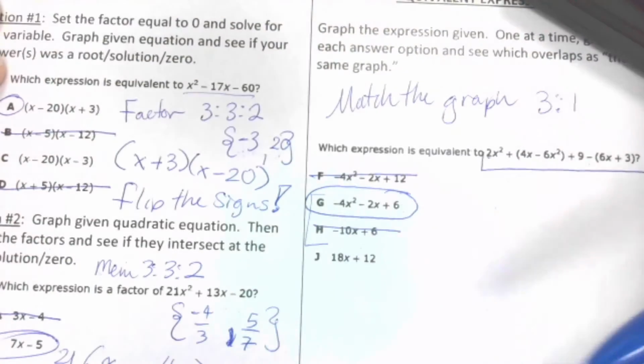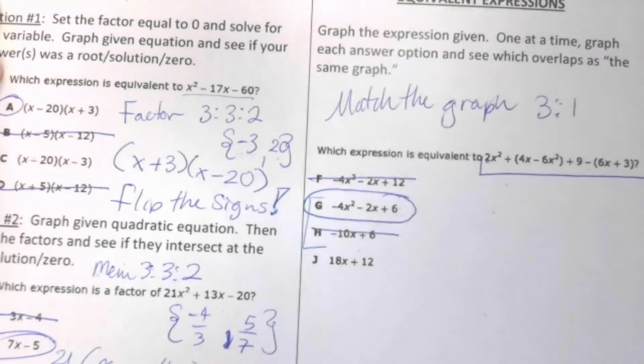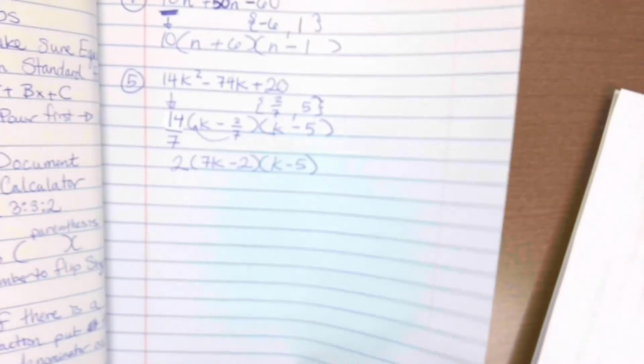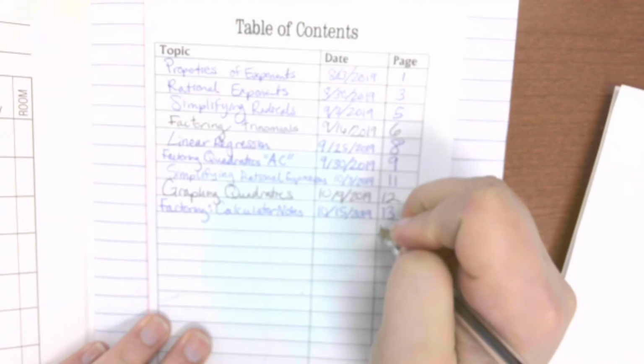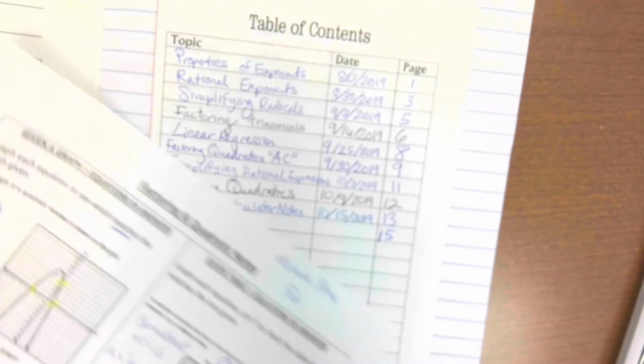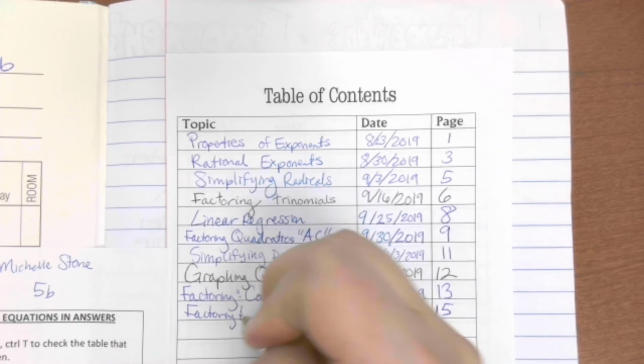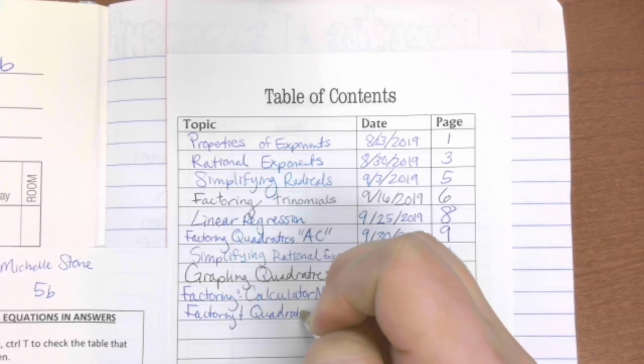And that's it. What you're going to do now is glue this into your journal. You're just going to fold it. I'm going to zoom out. You're just going to fold it in half. I'm on page 15. I haven't glued everything in I'm supposed to. That is my bad. And it is factoring and quadratic notes.